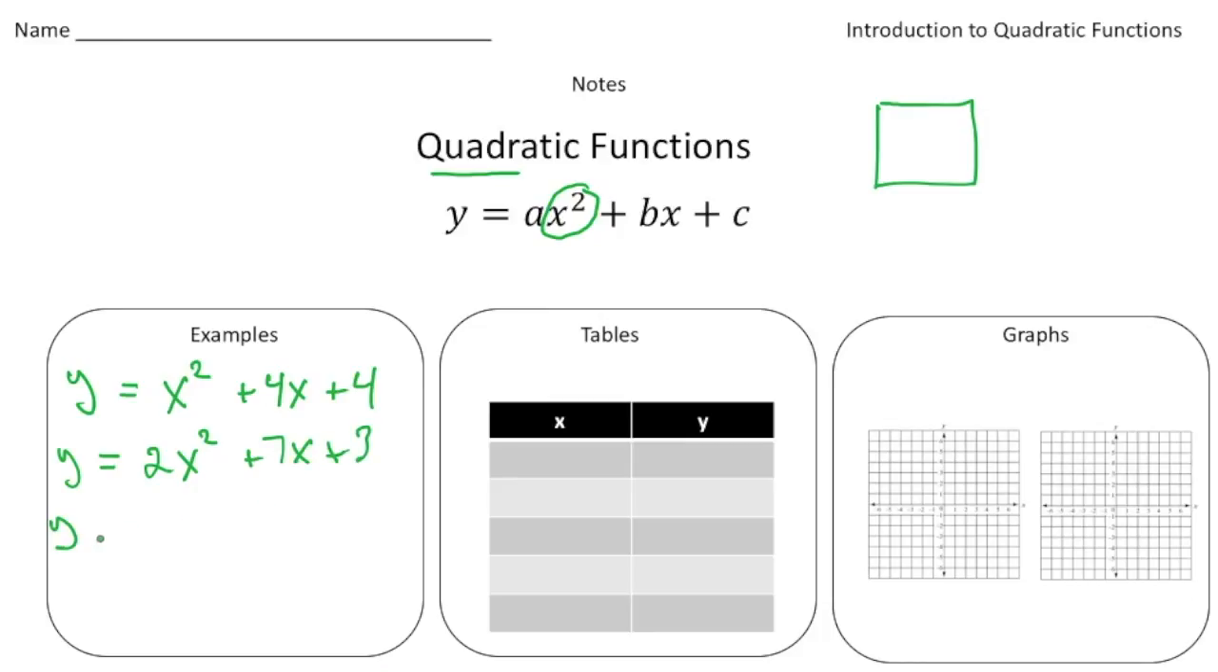Another example could be, say, negative 3x squared plus 2x plus 1. And then a final example could be, say, just y equals x squared minus 4. Okay? So you don't necessarily have to have that bx value in the middle, okay? But you have to have an x squared somewhere in the function, or it's just not a quadratic function.